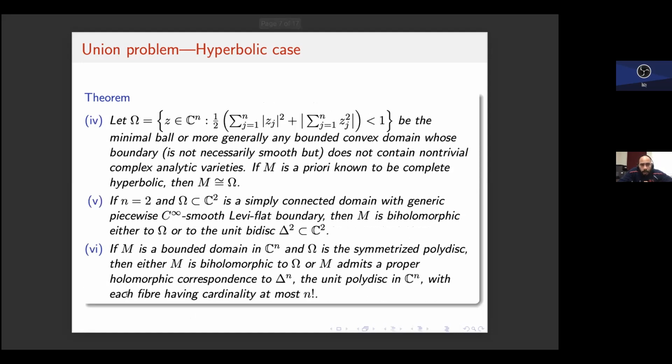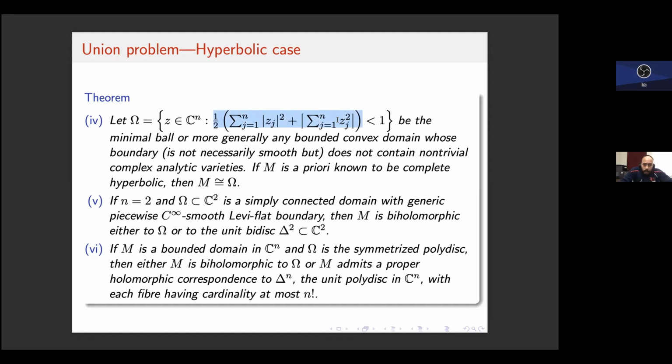So let's take Omega to be the following domain. This is called the minimal ball, which is actually the unit ball in this norm, defined by the square root of the quantity that I have highlighted. This is half of the Euclidean norm squared plus an extra term, the summation over j from 1 to n of |z_j^2|. This turns out to be a norm, and the unit ball in this norm is called the minimal ball.